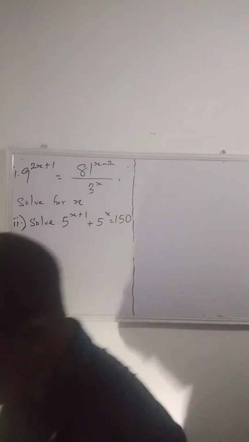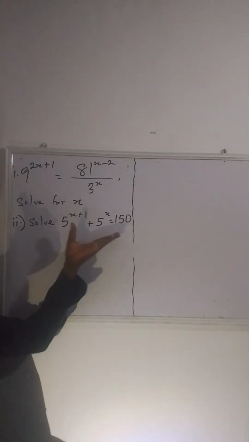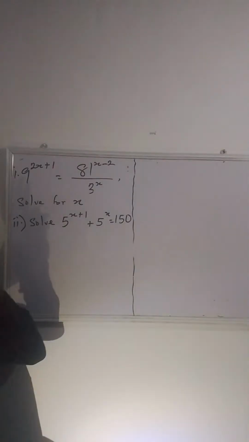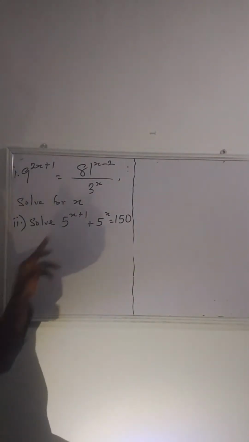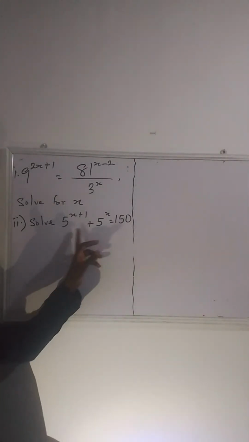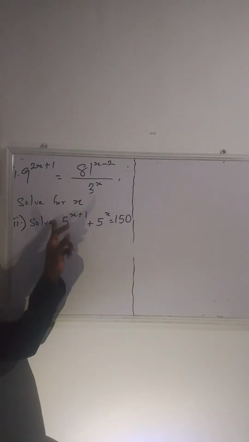Okay. Now let's look at this question. Now you have to solve for x. Now look at this. Don't be tempted to just jump and start using laws of indices on this. You cannot apply the law of multiplication here. So what we are going to do now is split this.